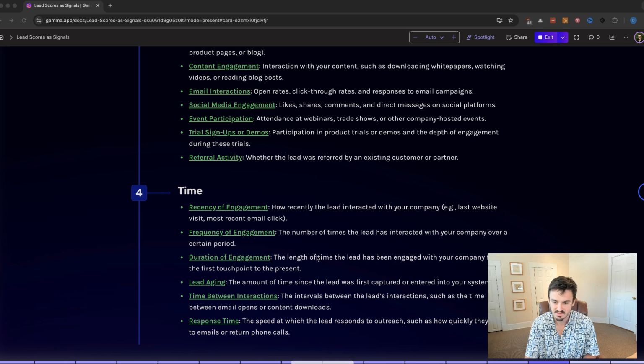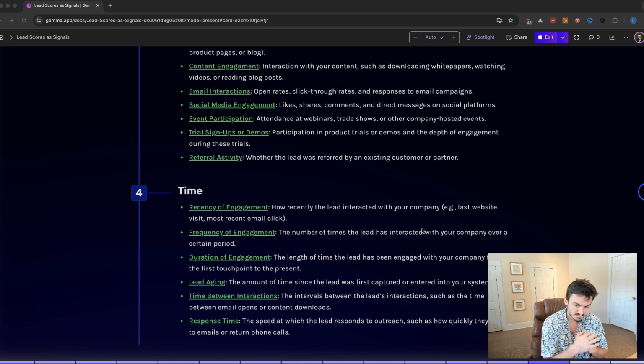Duration of engagement. So we have it as the length of time the lead has been engaged with your company from the first touch point to the present. That's a really broad definition, and we don't typically follow that exactly. The duration of the engagement could be measured in a lot of ways.